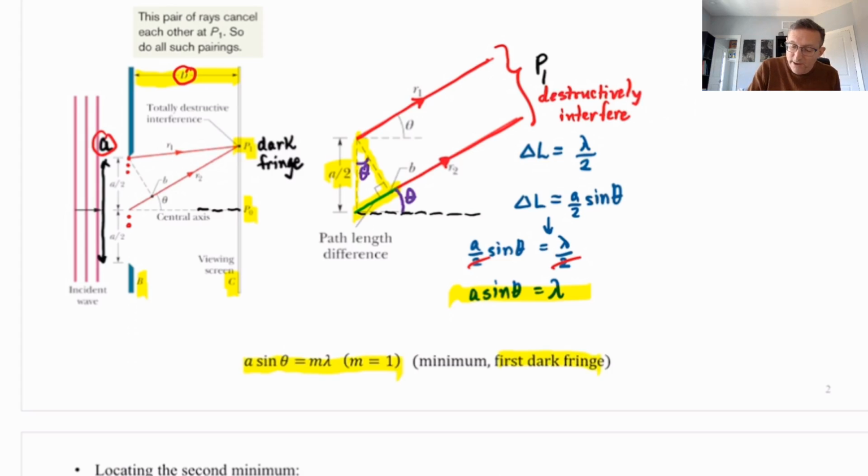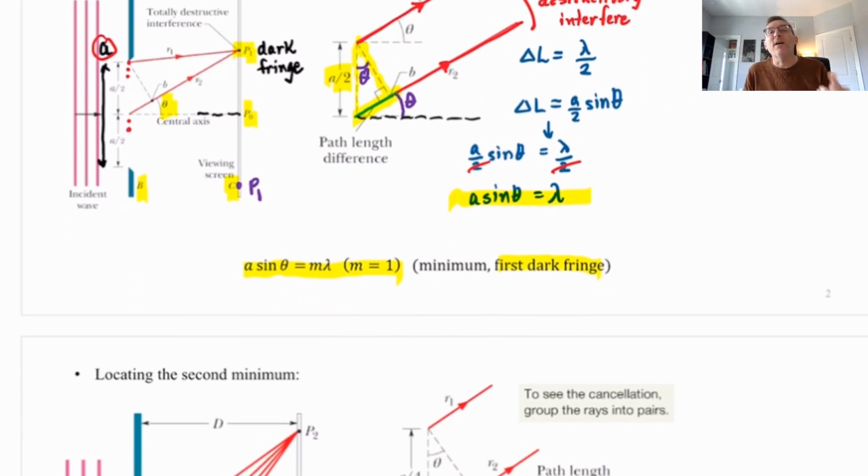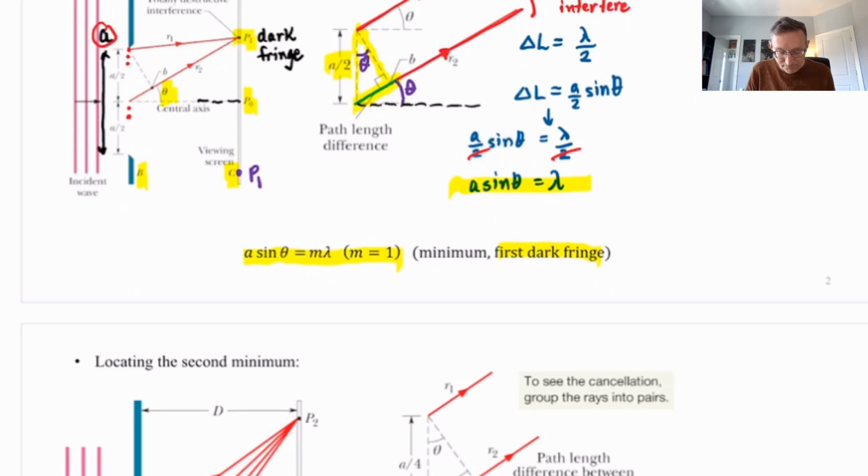And note, by the way, the whole pattern is symmetric about the central axis. So if the angle theta here locates the first dark fringe at point P1, then equidistant below P0, I'll try to get it equidistant, there'll be another point P1 down here, which will also be a dark fringe. And we've located the first dark fringe. Okay? But that's not the only dark fringe. If you've seen the diffraction pattern on the wall, you know there's more than one dark fringe. So let's next find the second dark fringe, the second minimum.